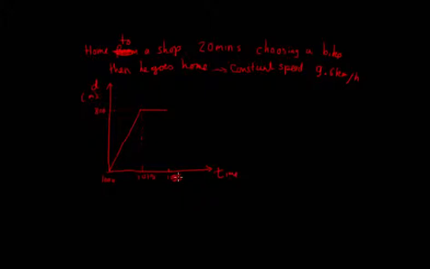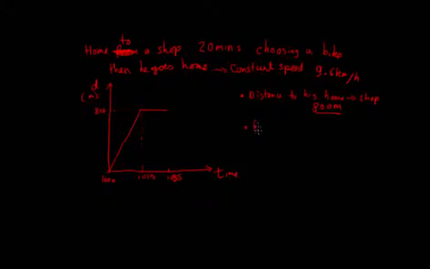Okay, find the distance from his home to the shop. So let's look at the vertical scale. This line here is when he stops and he's in the shop. So the distance is going from here, his home, to here. It's going to be 800 meters. You just read it off the graph.